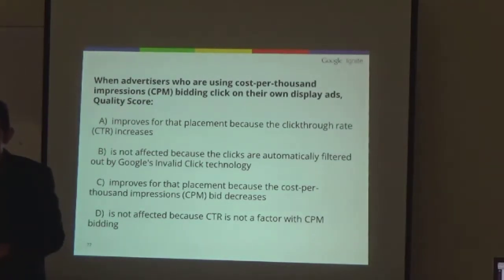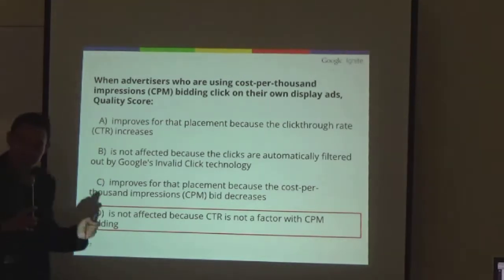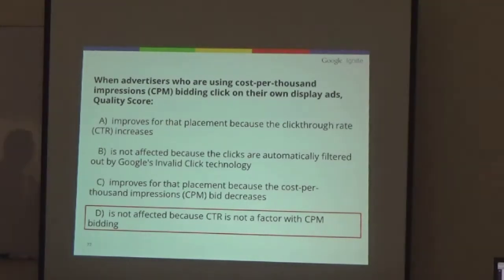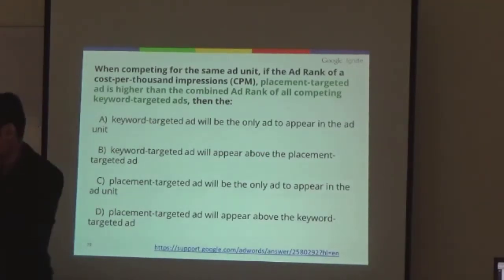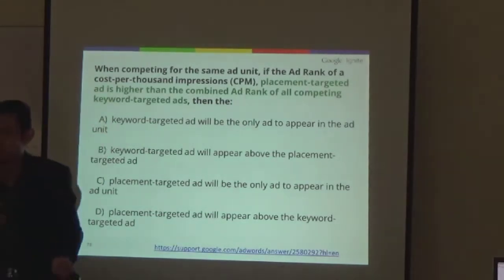C, improve for that placement because the cost per 1,000 impression bid decreases. True or false? Or D, in display ads, the quality score will not be affected because CTR is not a factor with CPM bidding. True or false? Mark it down, read a bit on CPM bidding with the previous list that I've shown you, and I'm going to move on to the next, I think last question. Am I right? Wow, quite accurate really, because I can't see how many slides I have from my screen.